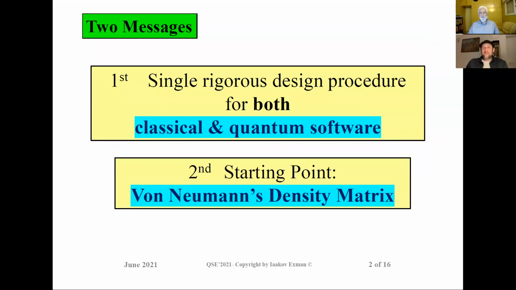We have two main messages. The first one: a single rigorous design procedure for both classical and quantum software. The second one: a common starting point, von Neumann's density matrix.